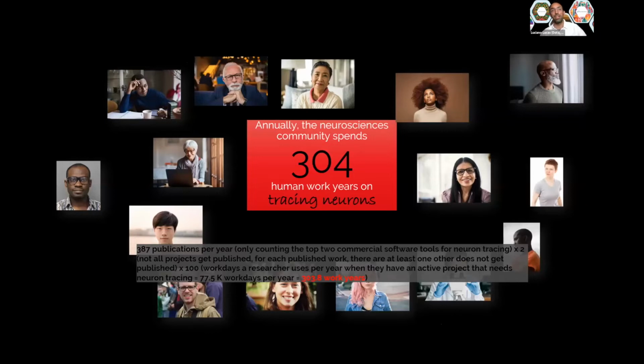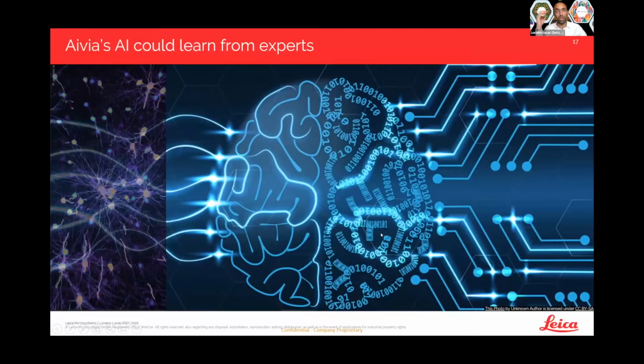We estimated that just for the neuroscience space, and this is probably an underestimate, you can see here how I estimated this, something like 300 work years are spent globally by the neuroscience community to trace neurons. And this includes AI-aided neuron tracing time. It's a lot of time. And all these people just do it because that's what they need to do for their research. But the concept was, this can't be a good way.